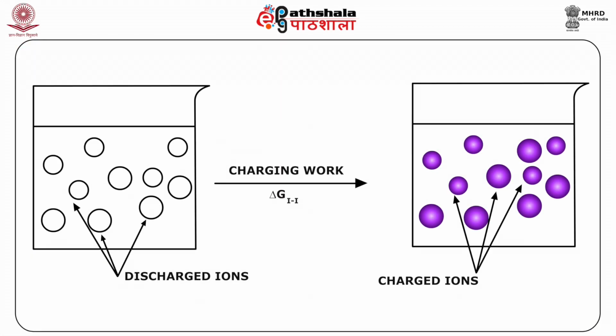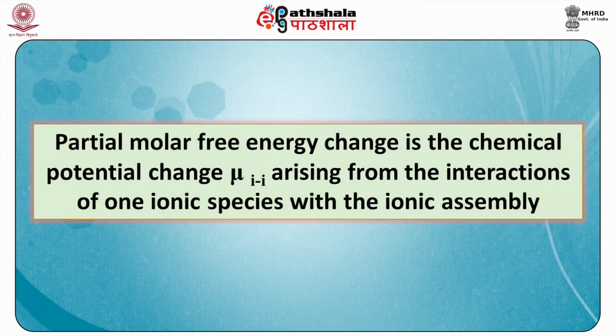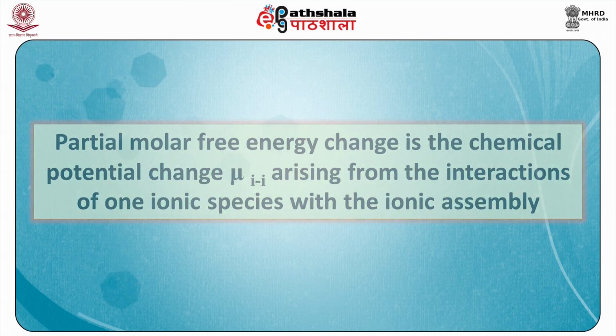This has been shown in the figure, which depicts the free energy change delta G II of ion-ion interactions as the electrostatic work of taking an imaginary assembly of discharged ions and charging them up to a solution of charged ions. By definition, this partial molar free energy change is the chemical potential change mu II arising from the interactions of one ionic species with the ionic assembly.